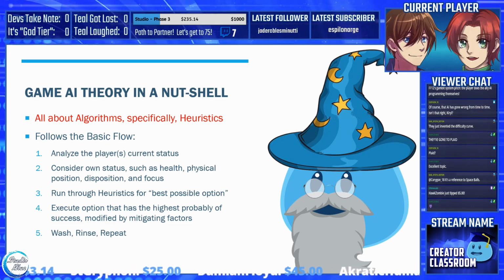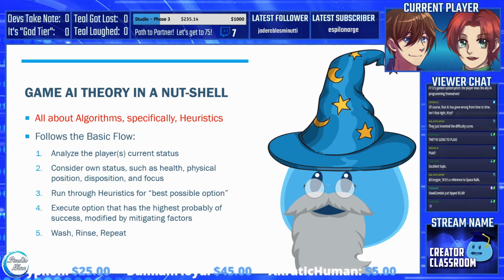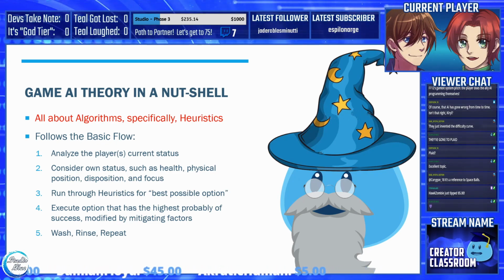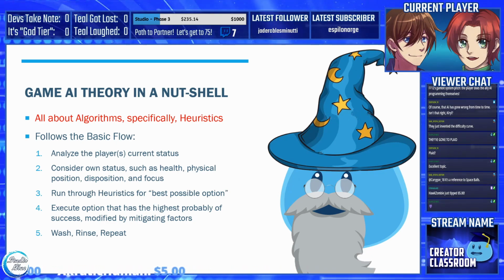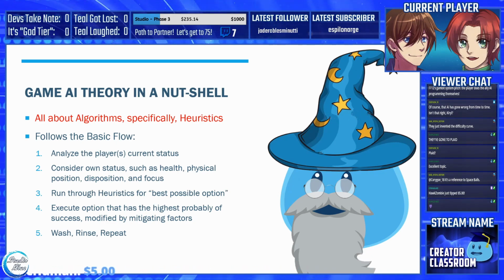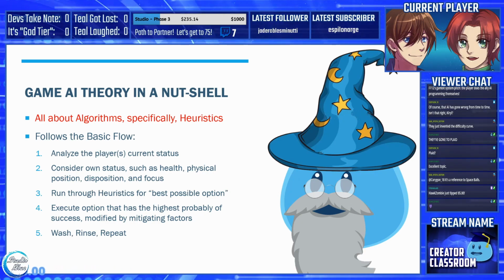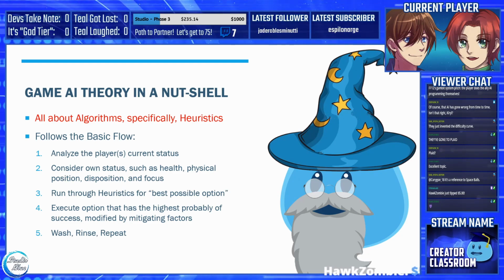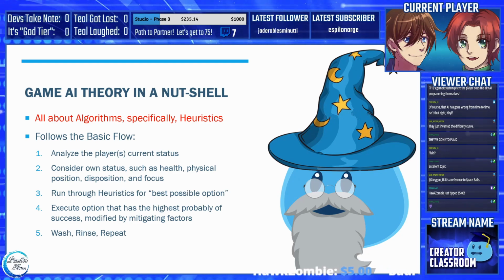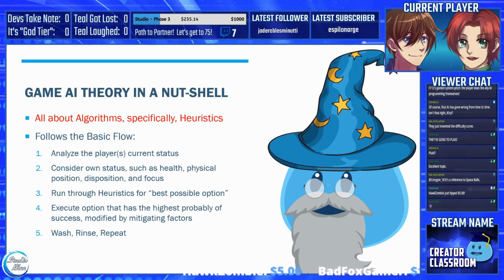Is the player currently in motion? Is the player in a menu where the game doesn't pause? Just little things like that. And then it's wash, rinse, repeat, ad nauseum. These algorithms run constantly. A well-written AI works as hard as the game engine, and it's constant.